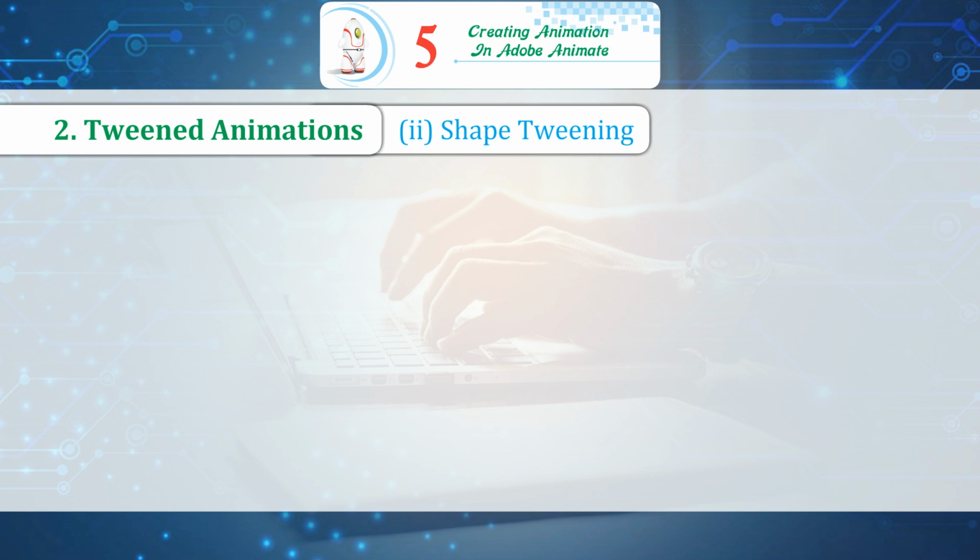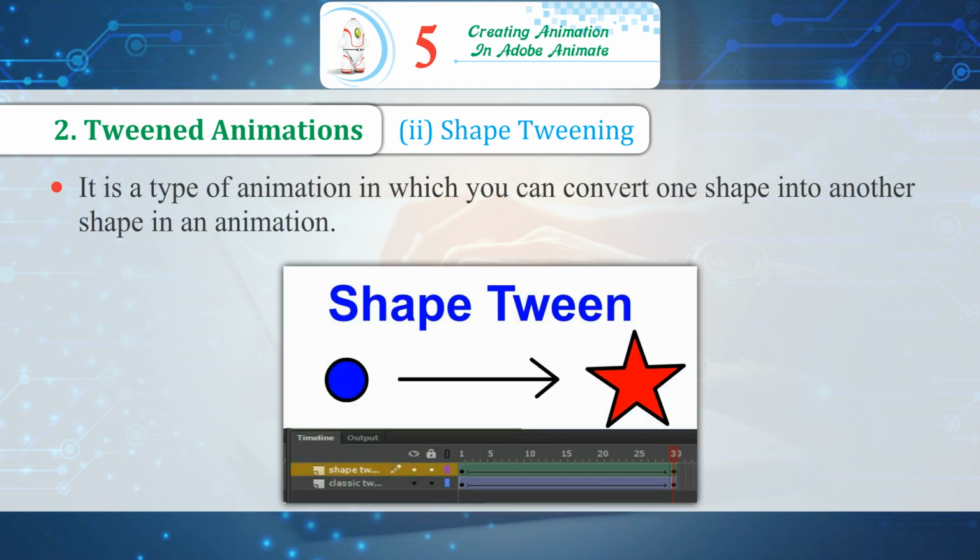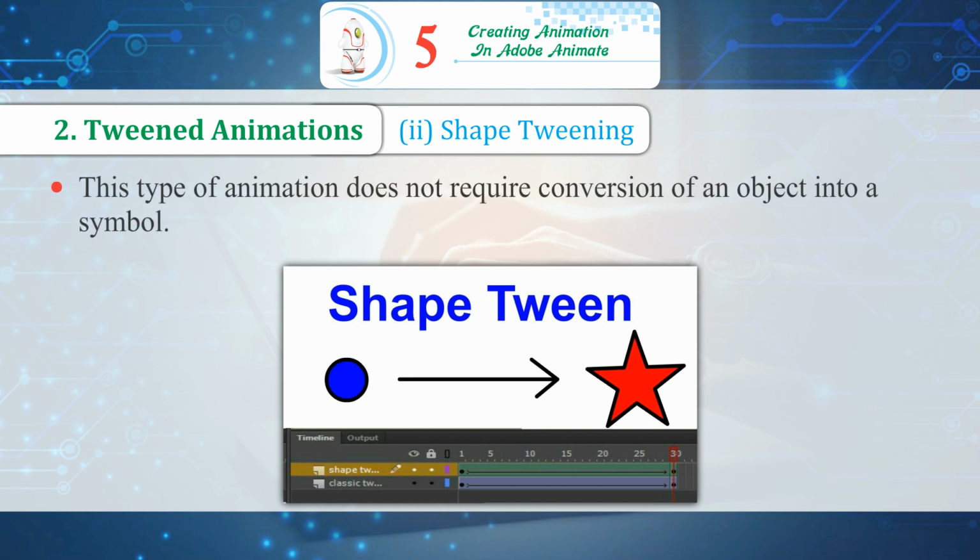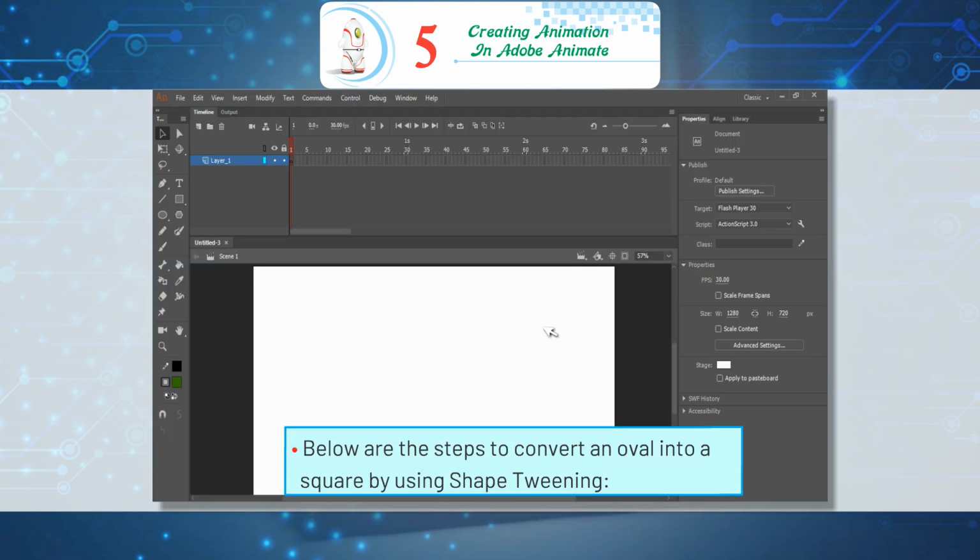2. Shape tweening. It is a type of animation in which you can convert one shape into another shape in an animation. This type of animation does not require conversion of an object into a symbol. Below are the steps to convert an oval into a square by using shape tweening.